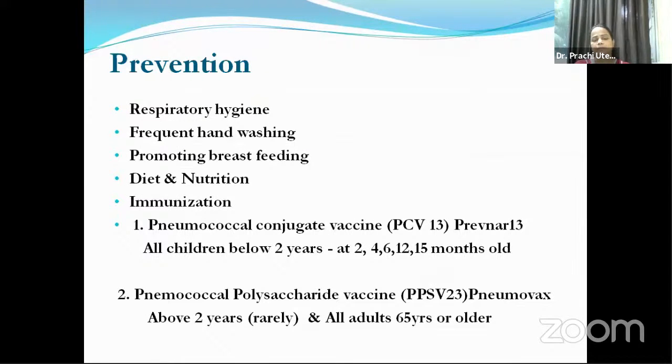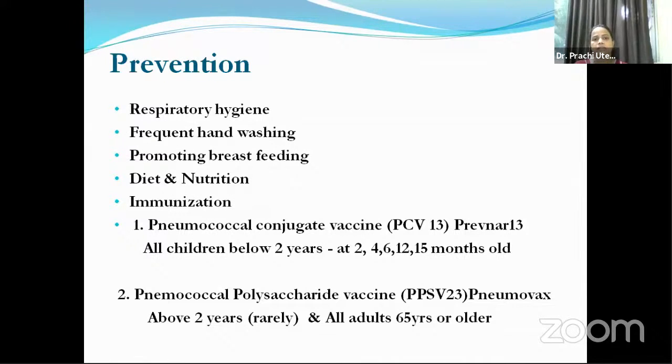Now, the preventive aspects. Nowadays we are experiencing and following respiratory hygiene, frequent hand washing, and the promotion of breastfeeding, specifically in the smaller babies, which is very, very important to prevent any viral or bacterial infection. Proper diet and nutrition is needed, supplementation of vitamin C, zinc, and vitamin D.